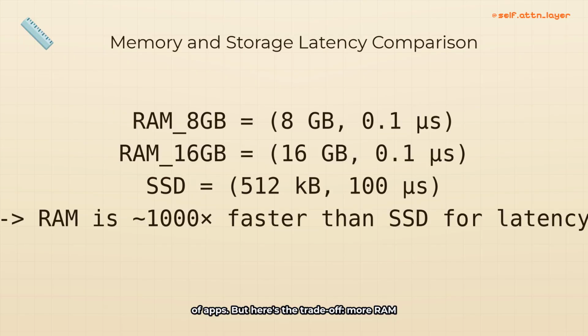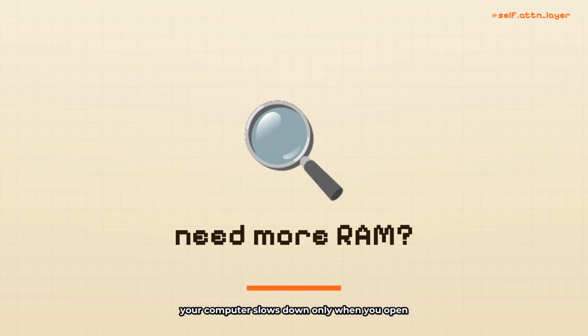But here's the trade-off. More RAM is like buying a bigger desk. A 16GB desk holds twice as many notes before swapping starts. But if your computer is slow even with apps closed, your RAM isn't the problem. Maybe your SSD is old or nearly full, like a filing cabinet stuffed with junk. So if your computer slows down only when you open lots of apps, you probably need more RAM. Like getting a bigger desk. But if it's slow all the time, check your SSD or close some apps.